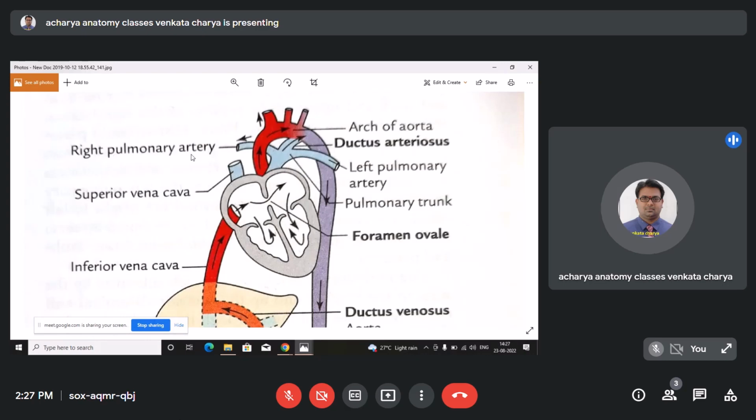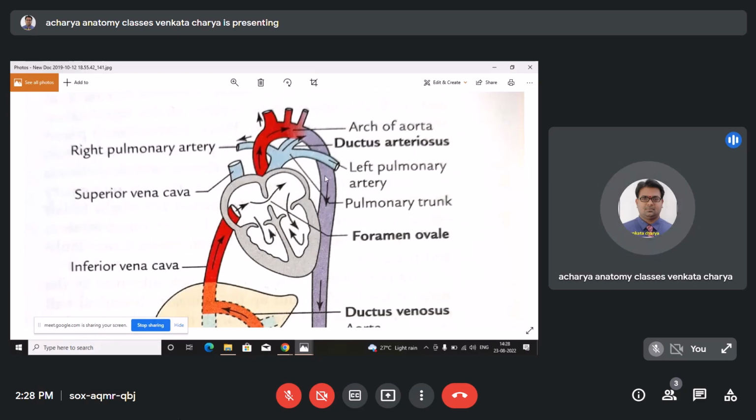Only 25% of the blood travels into the pulmonary arteries. 75% of the blood directly opens into the arch of aorta through the ductus arteriosus. Are you getting? So near the arch of aorta, this impure blood is mixed blood, and this mixed blood enters the arch of aorta.